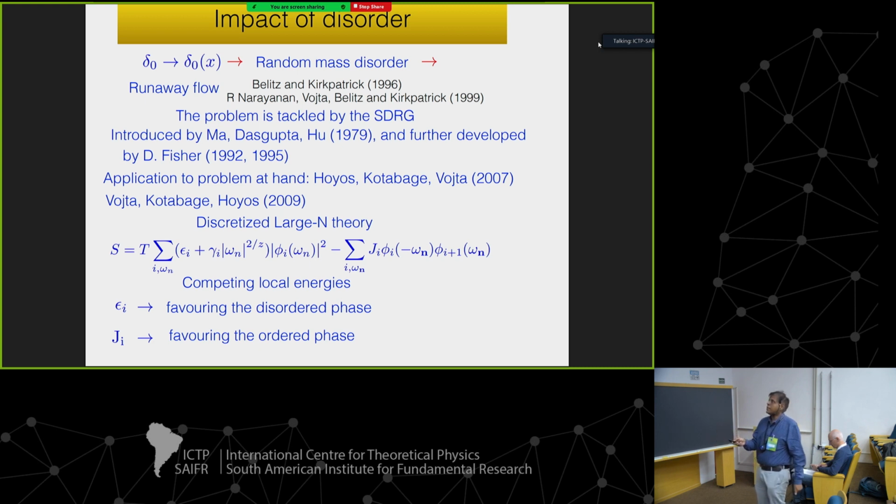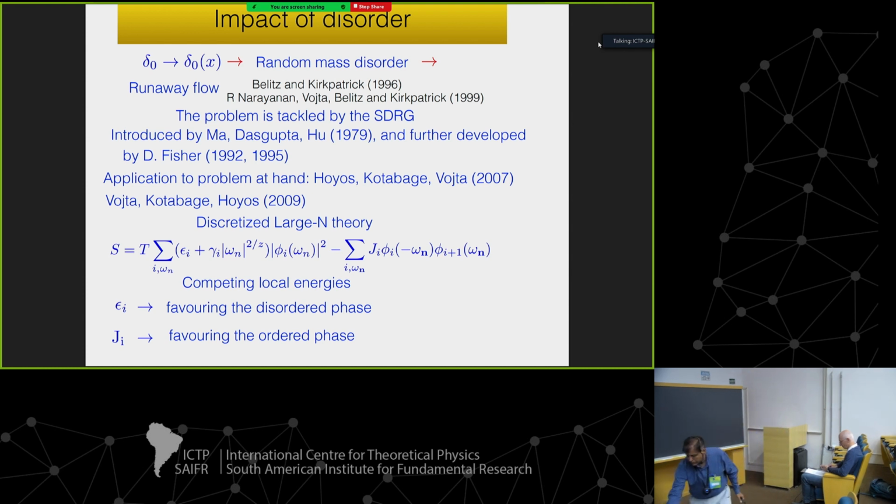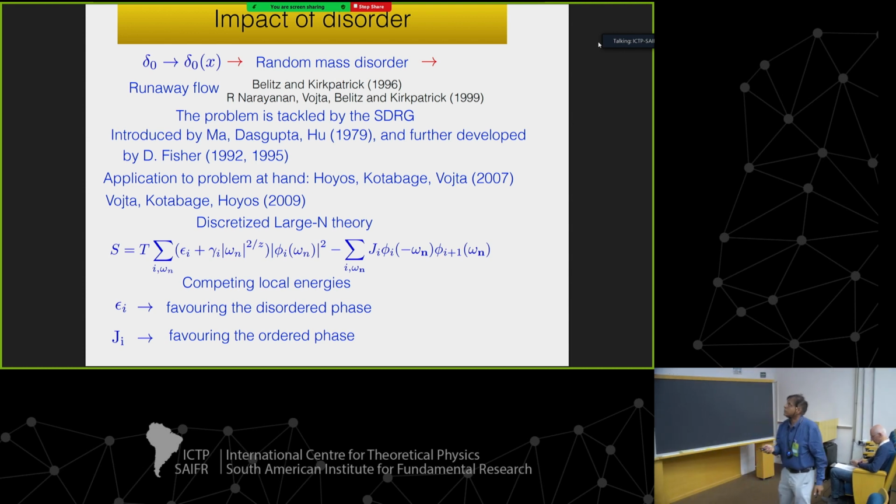So the two competing scales in this problem are epsilon I, which is a local distance to criticality, and this J I, which forces the rotors or order parameters on two, say, think of this as Josephson junctions, two near neighbor Josephson junctions to phase lock. Okay, so now we essentially use this concept to go ahead and do the RG, and this was done very quickly.